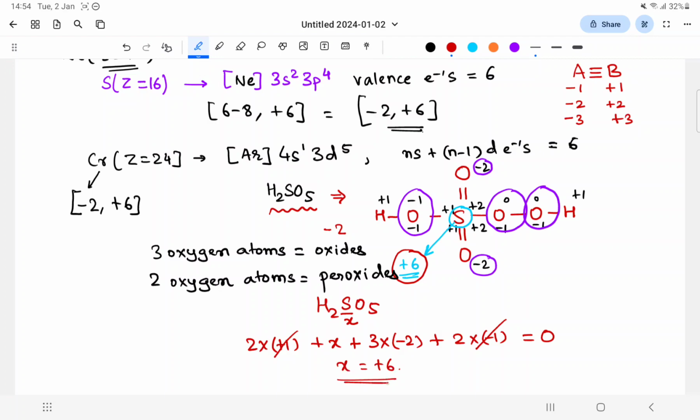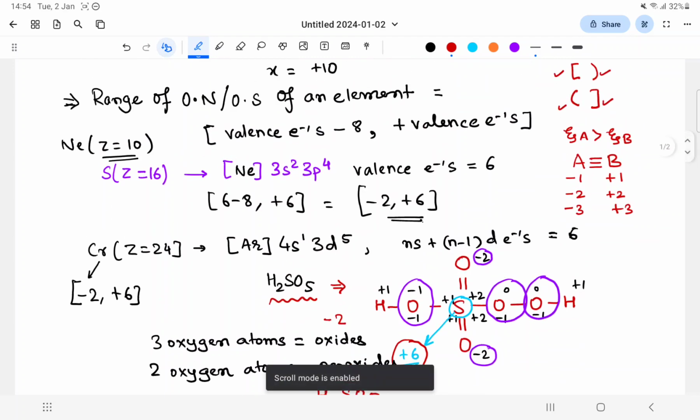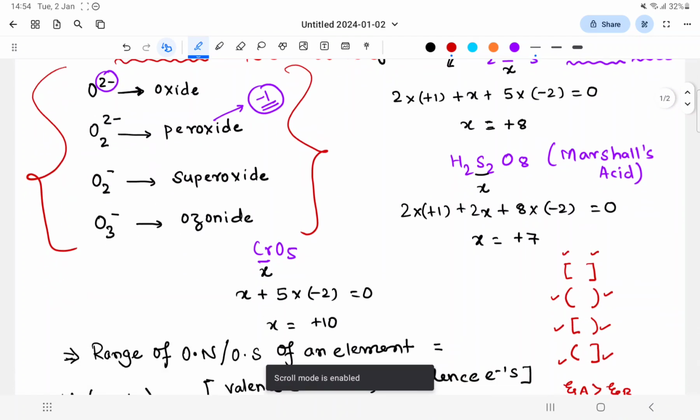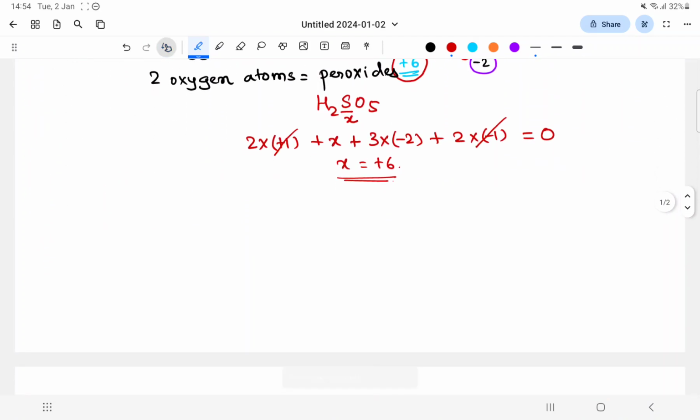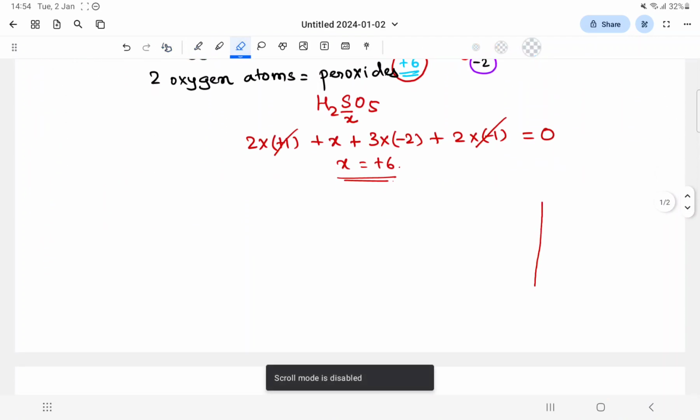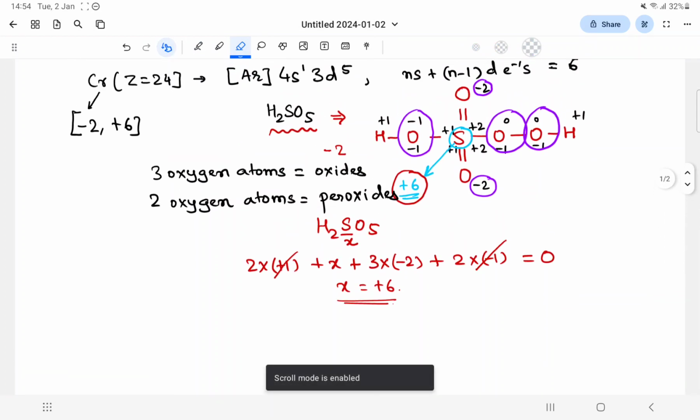Can you check, guys, that the answer we were getting before was different from what we are getting now? Earlier the answer was plus 8, because we were considering all the oxygens as oxides. But here we are not getting any confusion because we have drawn the structure.